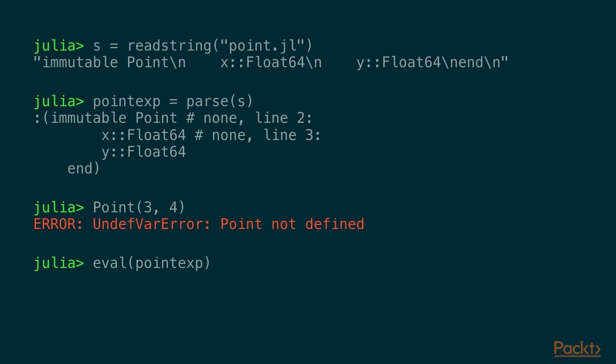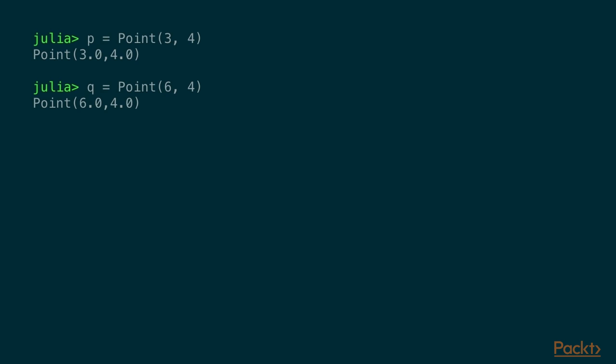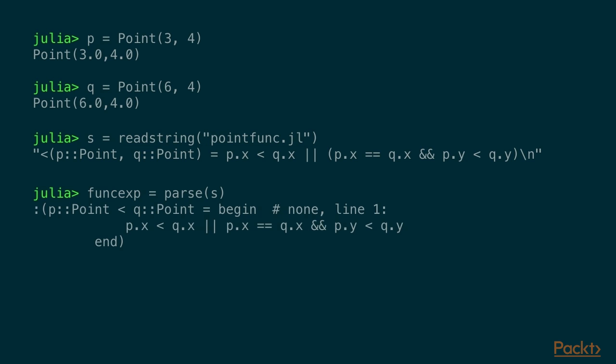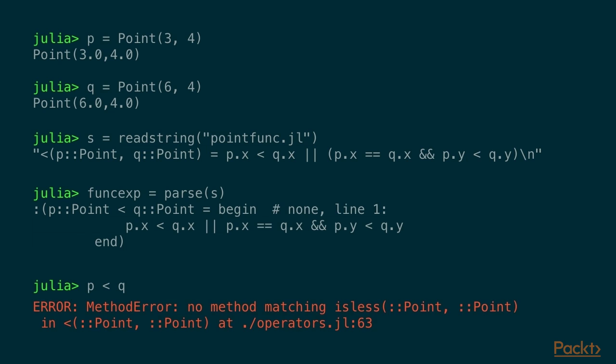So we have to evaluate this expression, and that is what allows us to create point objects. Now we're going to go further and load the function. We have some points to test with, the function, p and q. With read string, I'm reading the function definition and parsing it, and you can see that again, if we try to do a comparison here, we get an error because this has not been brought into the Julia environment yet. We just have a dead chunk of code.